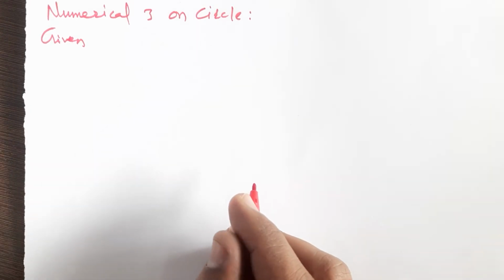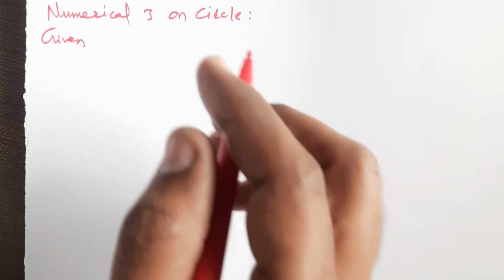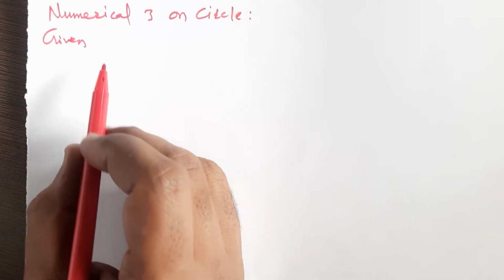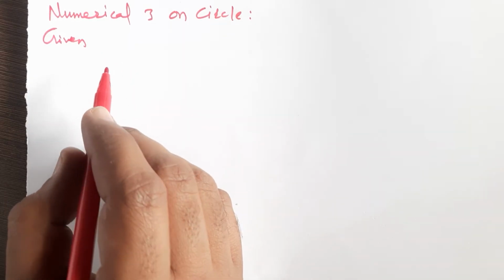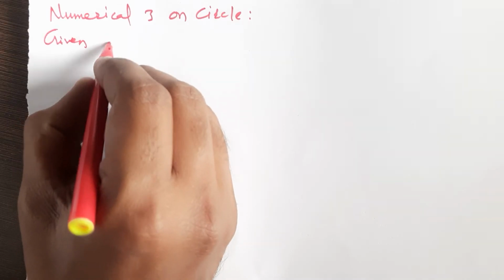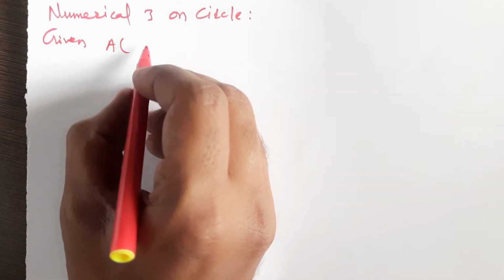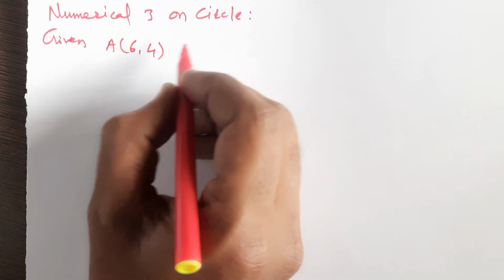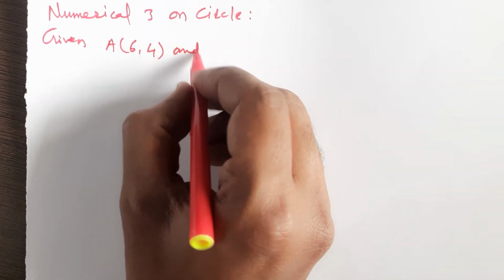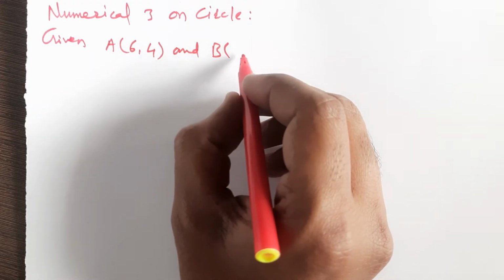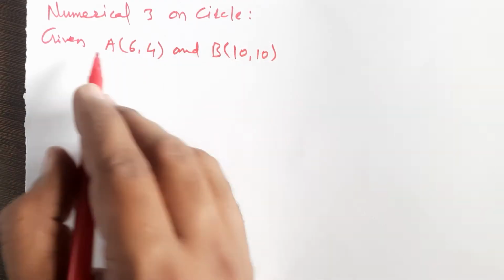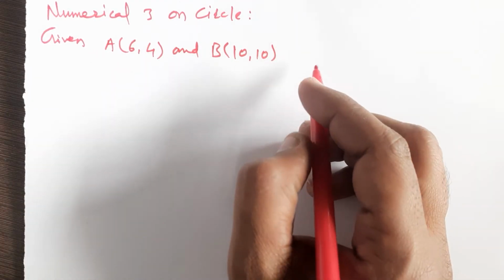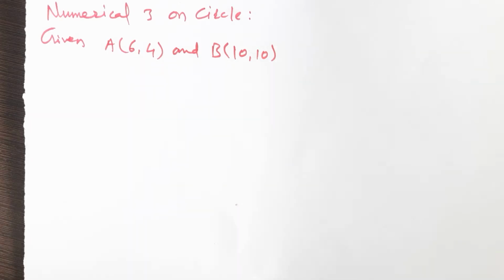Hello everyone. Now we'll go for the third numerical on circle. Okay, so I read the question. I'm writing here the given data. So listen to the question carefully. A circle is passing through two endpoints A and B. The endpoints of the circle are given: A (6, 4) and B (10, 10). Okay, so the circle is passing through these two endpoints, where AB is the diameter of the circle. Find the coordinates of the center point.